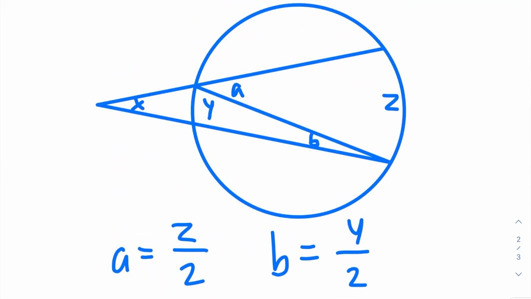So the measure of X will always be equal to the measure of Z minus Y, then divided by 2.